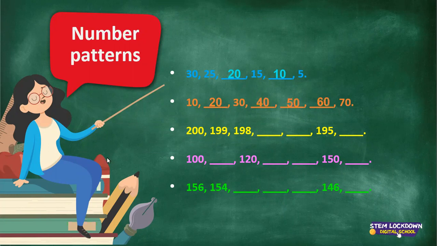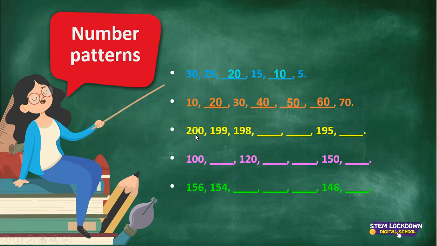At this pattern, we have 200. It goes down to 199, 198, then it's mm, 195. What do you see here? Yes, we are counting backwards with ones.